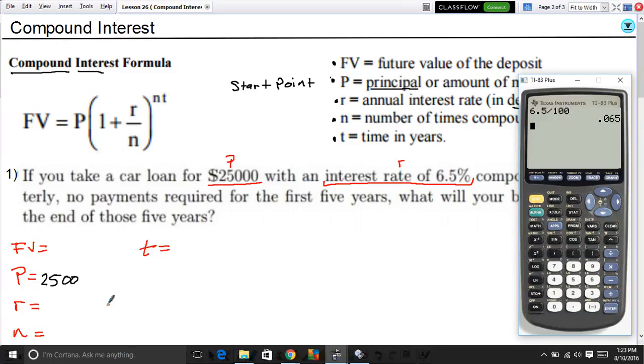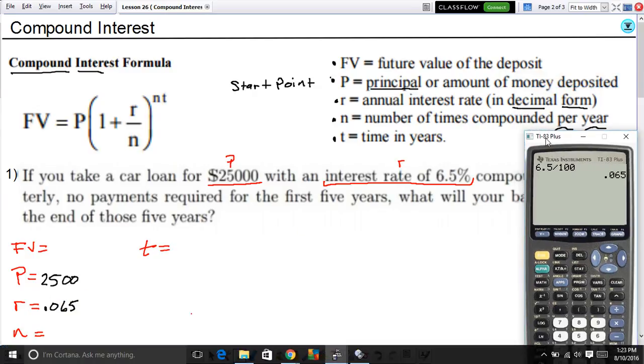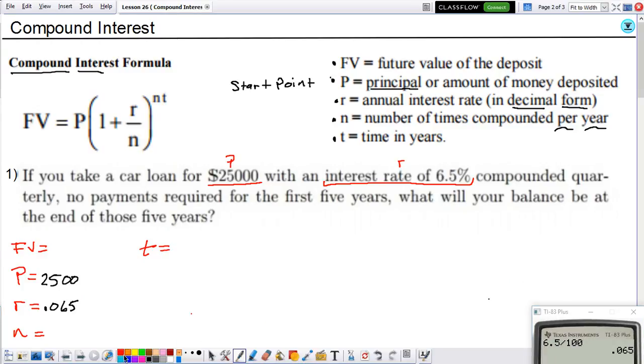So that means that my R is nothing more than 0.065. Okay, so we found another value. Now what we need to do is keep reading and see if we can identify any more values. Here it says that it's compounded quarterly. To compound quarterly means that the event happens 4 times. So n is going to have a value of 4, because n, again, is the number of times compounded per year. Here it's telling you that it's compounded quarterly, so n has a value of 4.